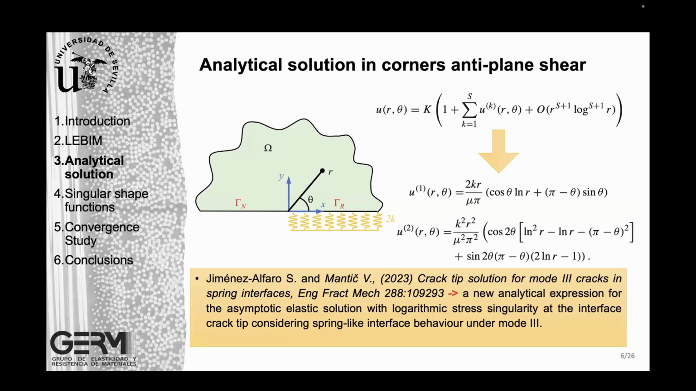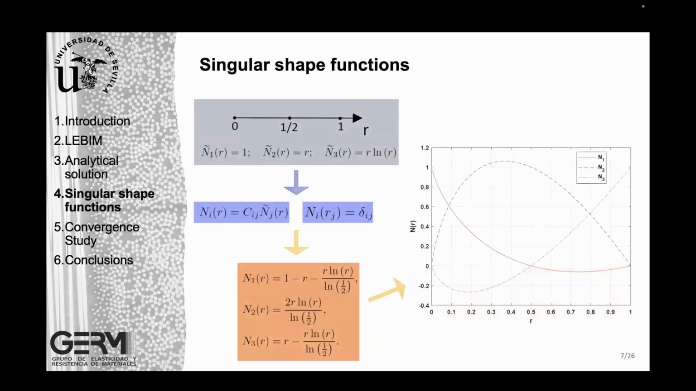The main contribution of this work is that we have these singularities associated to logarithmic terms and also to R, the radius, directly associated to the solution. So these terms should be included in the element in order to have an accurate result. The way we proposed these singular shape functions was to include these behaviors associated to 1/R and R multiplied by the logarithm of R. And using these base functions, we proposed some new shape functions for the element.